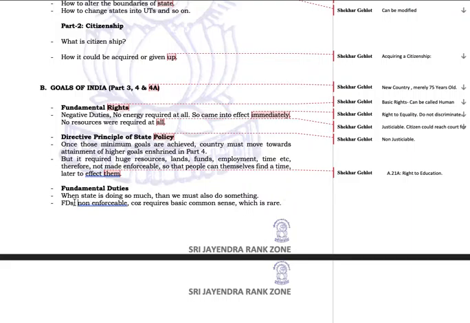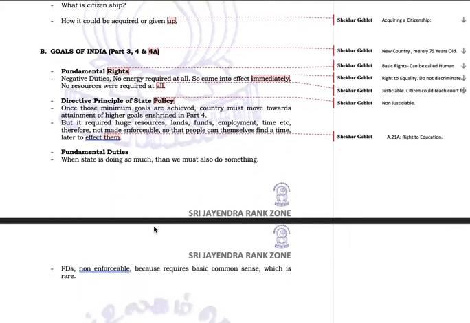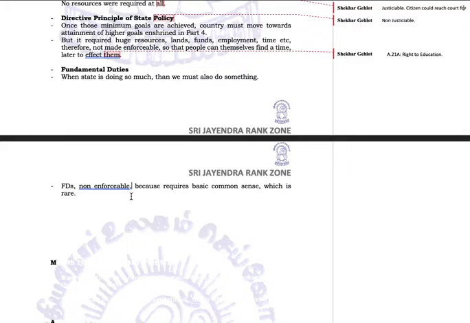Okay, these are called FDs in short. They are also non-enforceable, or we may say non-justiciable, because it requires basic common sense, which is very rare nowadays. Or which has always been rare.